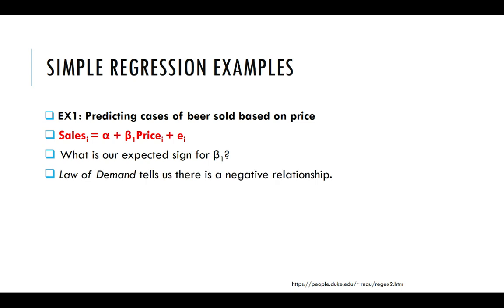Well, in economics, the law of demand tells us that there's a negative relationship between price and quantity. If price goes up, I know you already know that quantity goes down. So does everyone agree we would expect there to be a negative relationship? That means we think beta 1 is going to be negative.